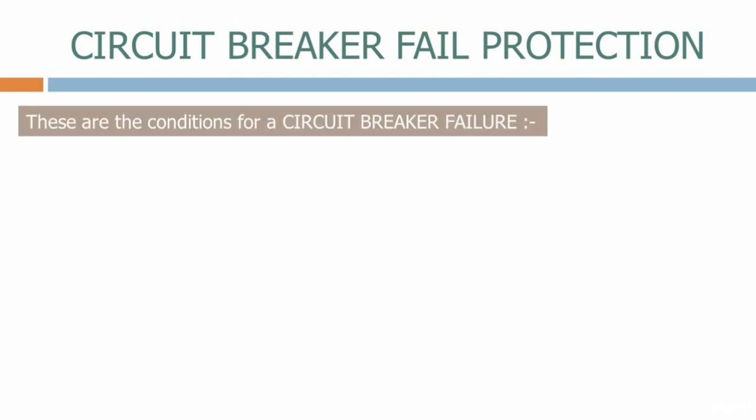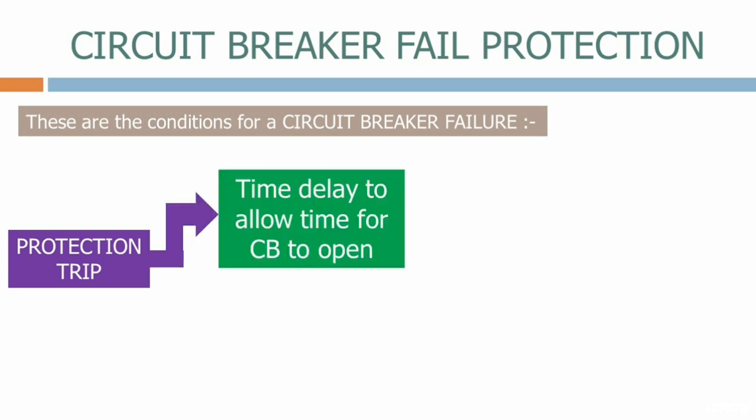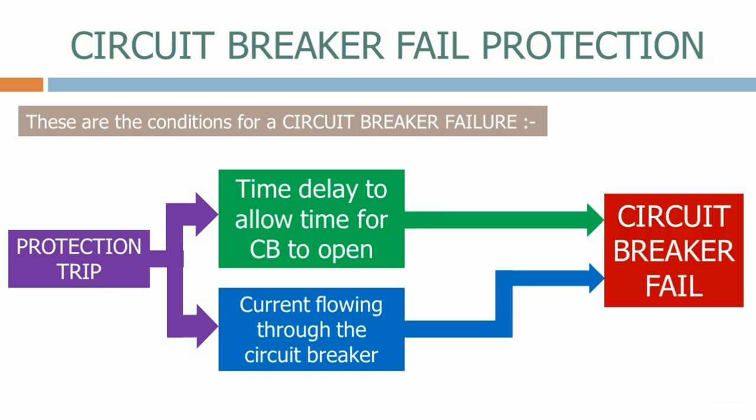These are the conditions for a circuit breaker failure. The first thing is we must have a protection trip. If there's no fault, we can't have a circuit breaker failure condition. As soon as the protection trip happens, we start a time delay to allow time for the circuit breaker to open. We also monitor the current and see if it's flowing through the circuit breaker. If we get to the end of the time delay and current is still flowing through the circuit breaker, we have a circuit breaker failure, and we need to take immediate action.